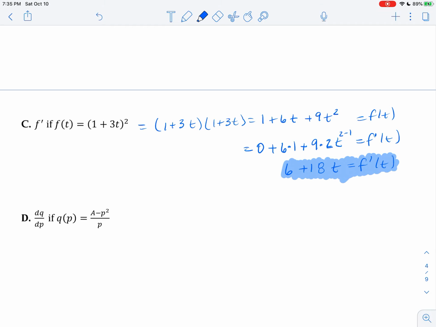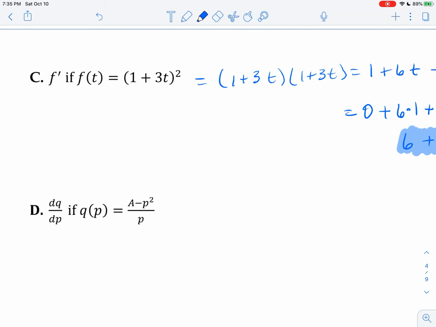This one here, it says find dq/dp. So remember, the variable in the denominator is telling you what your variable is that you're taking the derivative with respect to. So a here is not the variable. You can look at that as a constant.